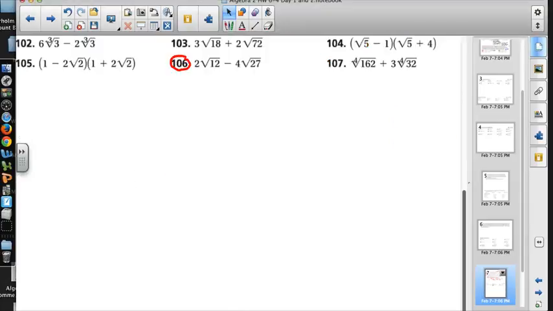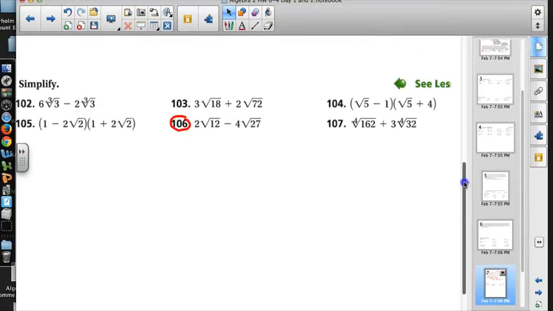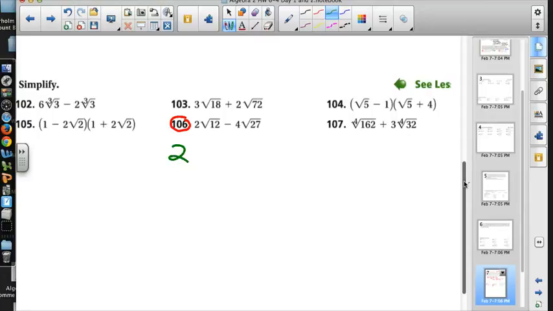Again, these lovely upgrades. All right, so number 106 says simplify. Like I said earlier, I'm not sure that you necessarily need this, but I'm going to go ahead and do it anyway, just because it's kind of fun. So, square root of 12 would be the square root of 4 times the square root of 3. That would give us 2 times 2 times the square root of 3, which is 4 square roots of 3.